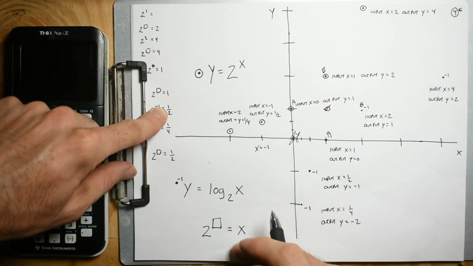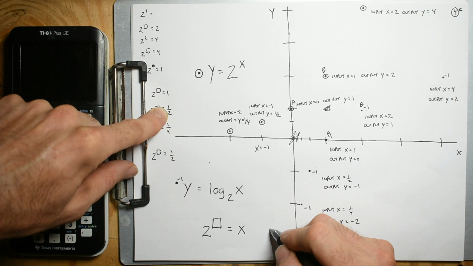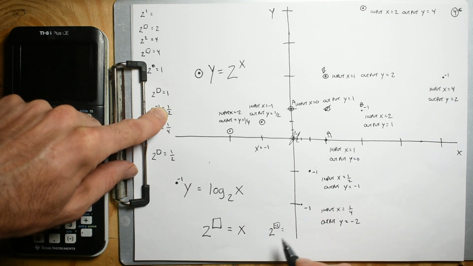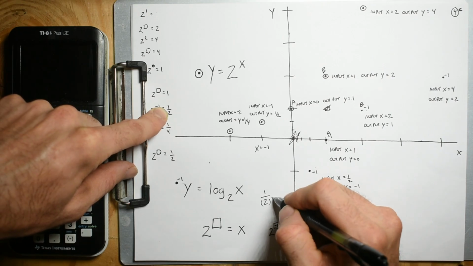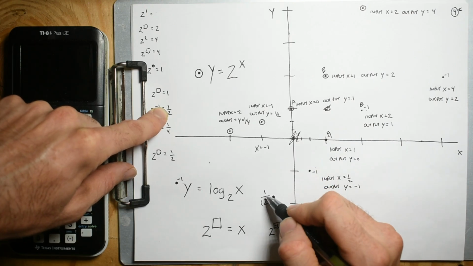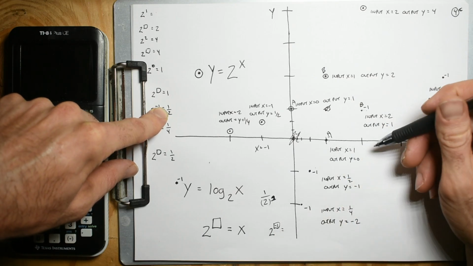Oh yeah, 2 to the what is a half? Well, it would be a negative 1, because I want to take 2 and divide it, then multiply it by the power of 1. That's what a negative 1 does. It's 1 divided by 2 to the 1 power. Hell yeah, and that's what we would expect.